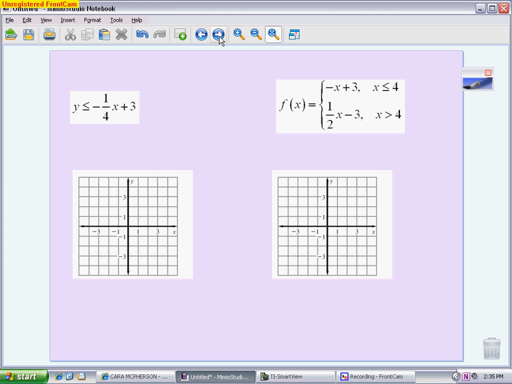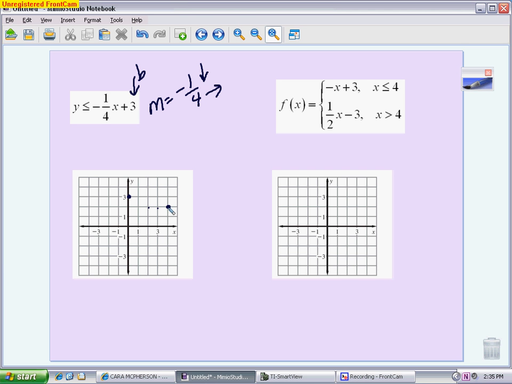Here's another one that is an inequality. This time it's an inequality in slope-intercept form. So I'm going to graph it using the same techniques that we used at the beginning of the chapter. This is my y-intercept, so I'm going to start at 3. My slope is negative 1 over 4, so that means I'm going to go down 1, right 4. So down 1, right 1, 2, 3, 4.